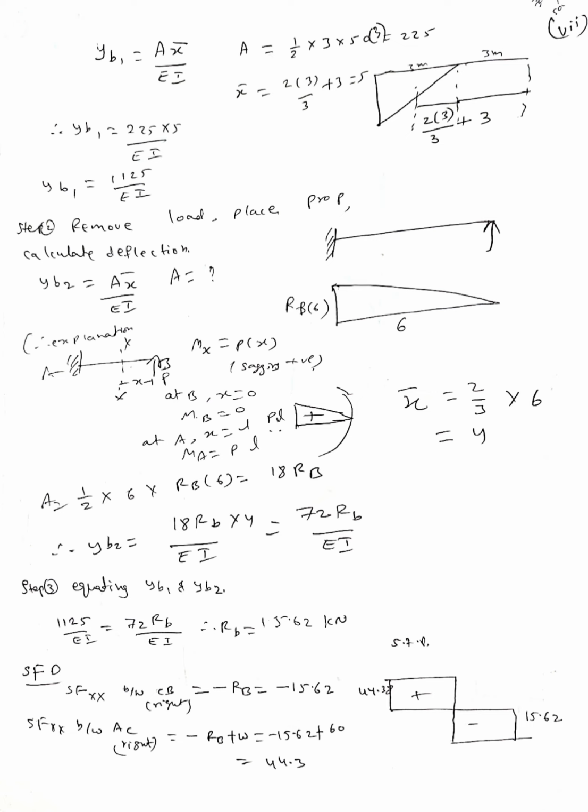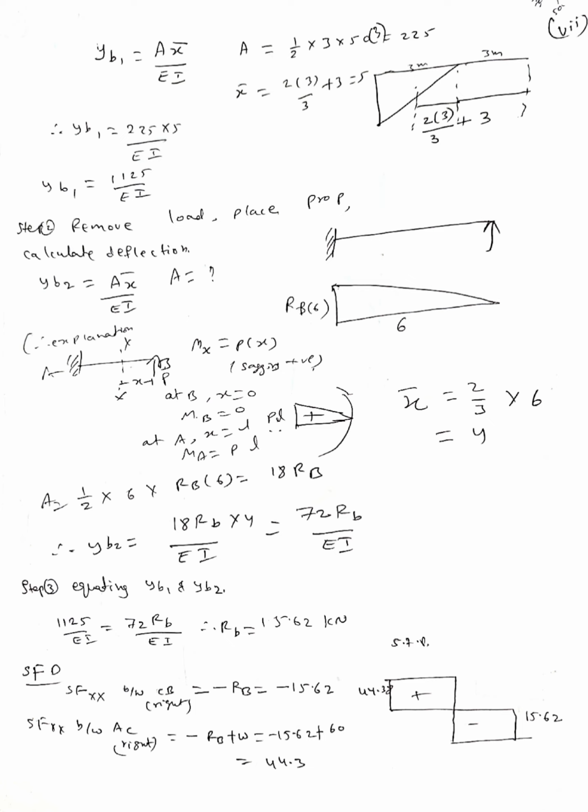Step 2: remove the load and place the prop, and calculate the deflection for this case. This will be your bending moment diagram: RB into 6. So YB2 equals A x bar by EI. What is the area here? Half into 6 into RB into 6 is equal to 18 RB. What is x bar here? 2 by 3 into 6, so it is 4. So YB2 equals 72 RB by EI.